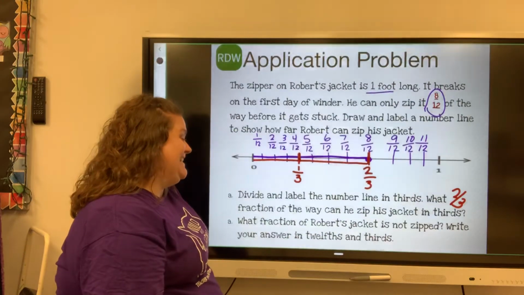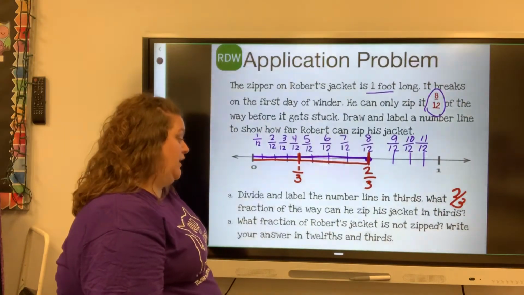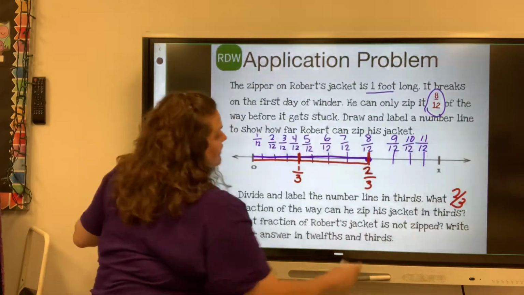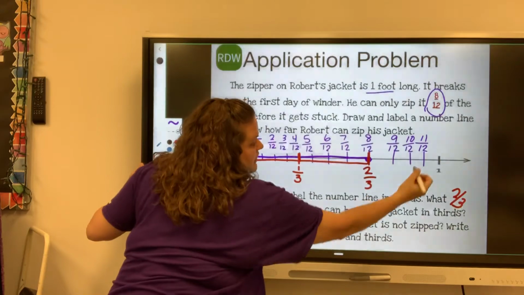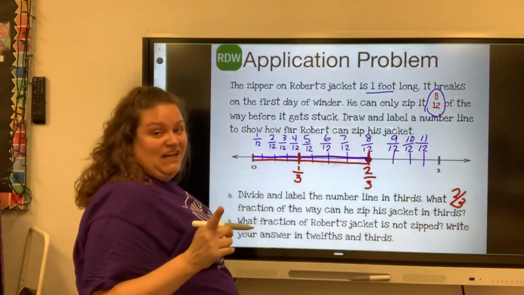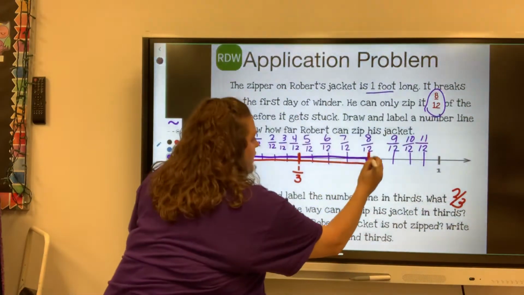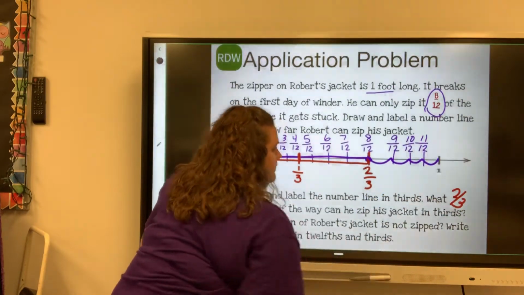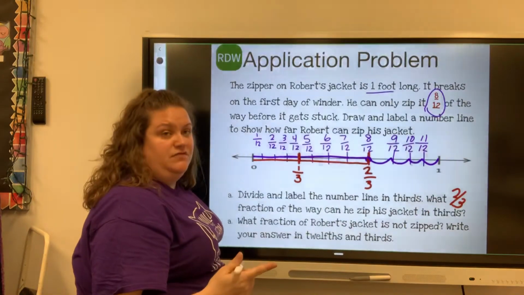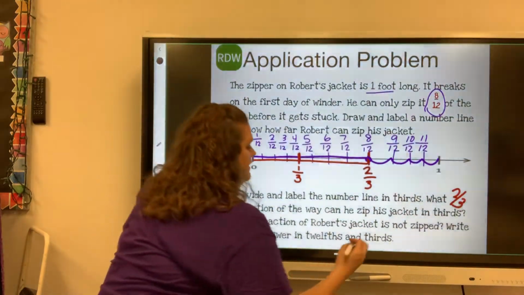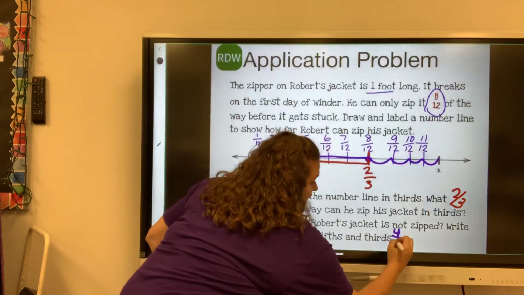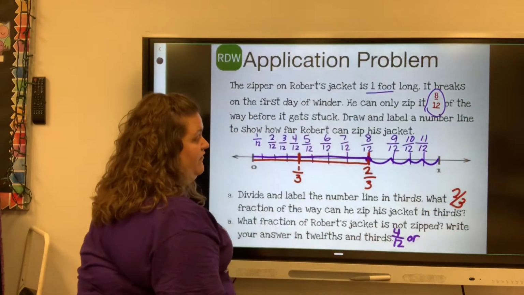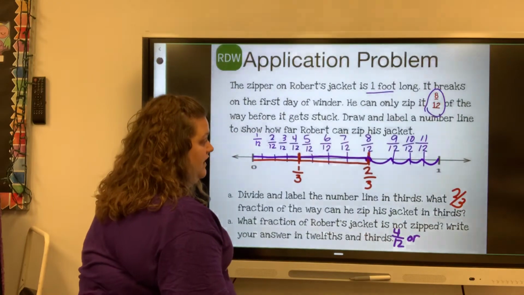What fraction is not zipped? Write your answer in 12ths and thirds. I'm going to go back to purple so that you can look at this in purple. Now I could say up here, oh, he's 11/3 of it's not zipped, but that's not true. I have to jump from 1, 2, 3, 4, which makes sense because 8 plus 4 would be 12, and that'd be totally zipped. So 4/12 is not zipped.